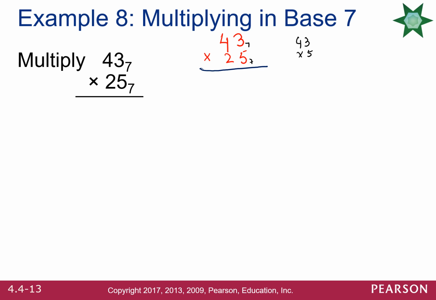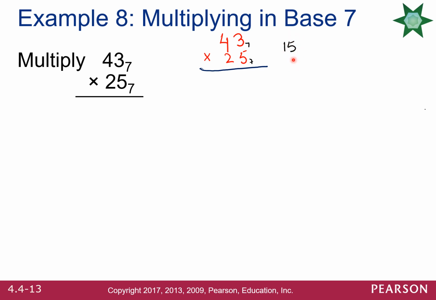So 5 3s are 15. Give me a few seconds here. 15, 5, 3. How did I get the 15? 5 multiplied by 3 is 15. So my task now is to extract as many bundles of 7 as I can from the 15.